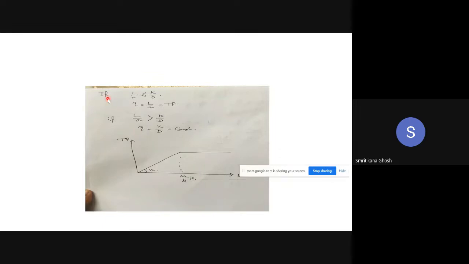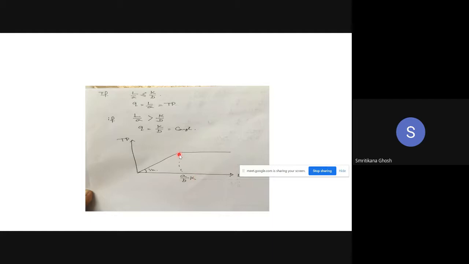Look, now it is the total product. If L by A is less than or equal to K by B, then Q is equal to L by A. We know that. Q is the total product. So total product is equal to L by A if this condition is true. But if L by A is greater than K by B, then Q is equal to K by B. Within this K by B, there is no L, and it is the total product with respect to labor. So we can say total product is constant for this condition. Again, the point of kink is here, A by B into K.